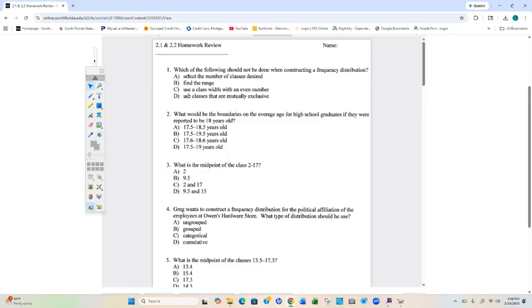All right, if you answered C, you are correct. You do not want to use a width with an even number. Remember, we use a width of an odd number so that we can easily find the midpoint.